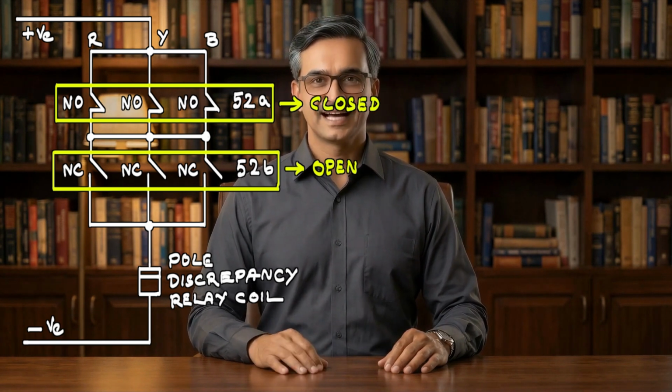So what do we understand? When the breaker is open, no power to the relay. When the breaker is properly closed, again no power to the relay. But when any one pole fails to close, the relay gets energized and the breaker trips due to pole discrepancy. This is how pole discrepancy protection works.